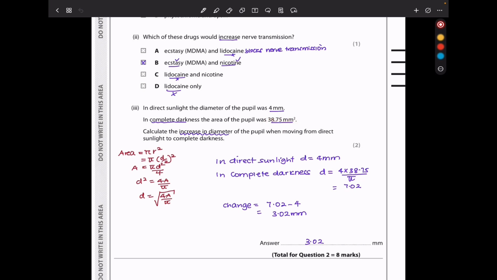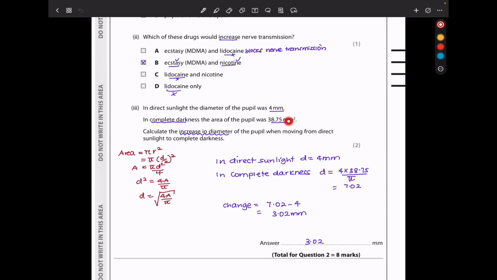So for the diameter, using this formula here, area is pi r squared. This is the area of a circle. So radius should be diameter divided by 2. Substituting for that, I got area is equal to pi times diameter squared over 4. And making diameter the subject, I got diameter is equal to the square root of 4 times area over pi. So I can substitute the area, use the pi in the calculator and find the diameter.